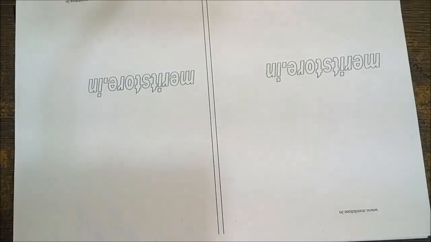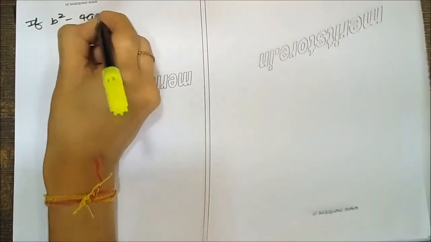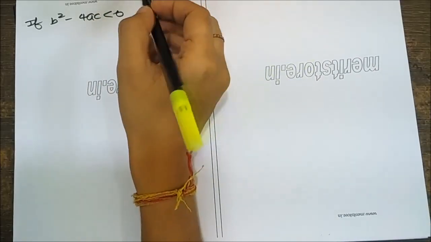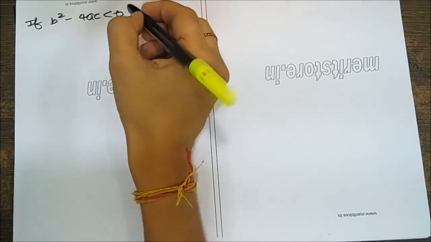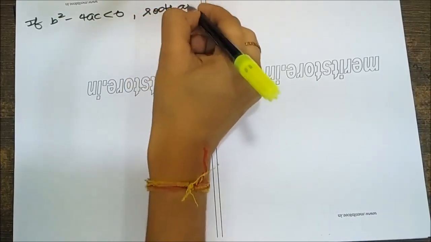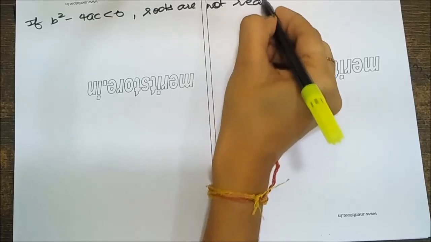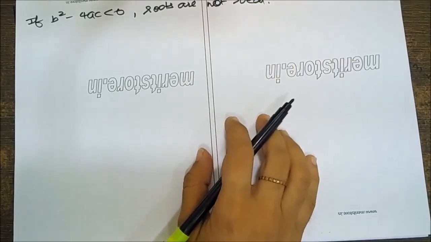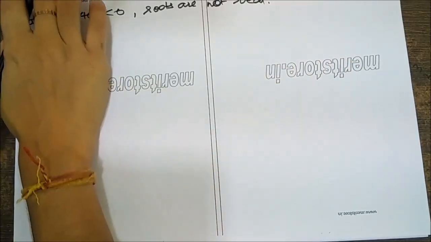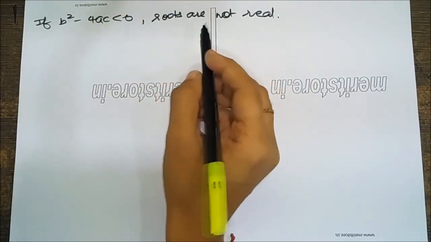If b square minus 4ac is less than 0, then the roots are not real. Roots are not real.